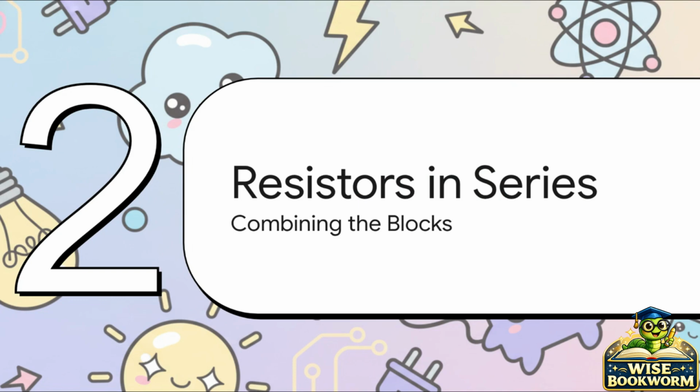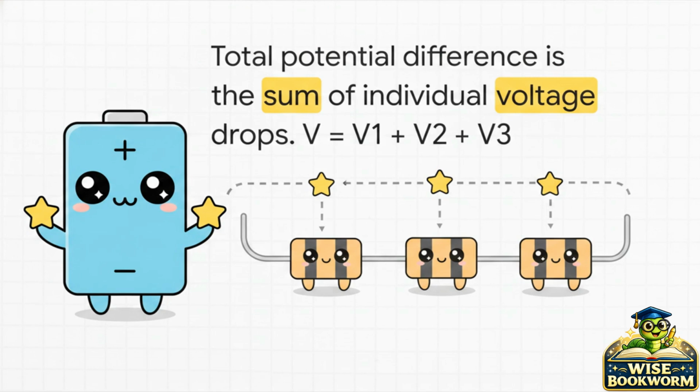Finally, we arrive at Section 6, resistors in series. This is where we combine the blocks. Up until now, we've really only looked at single components, but what actually happens when we chain multiple resistors together end-to-end in a single closed loop?